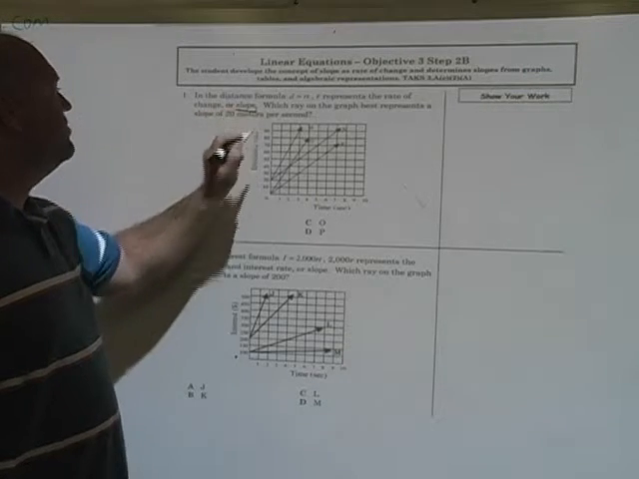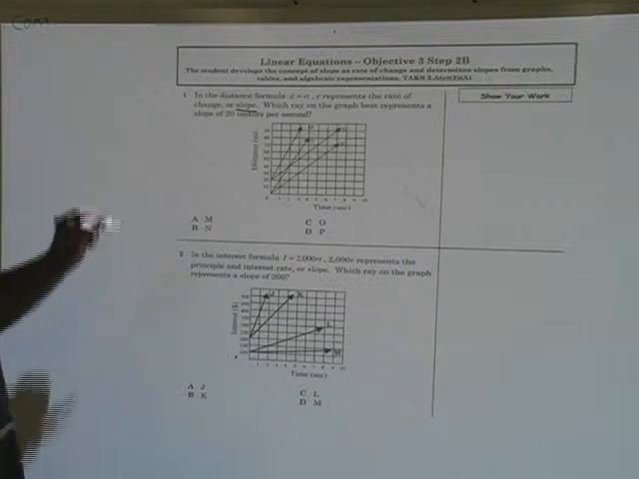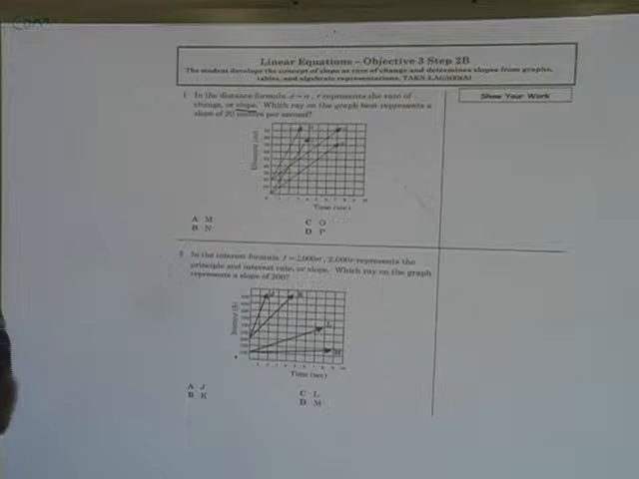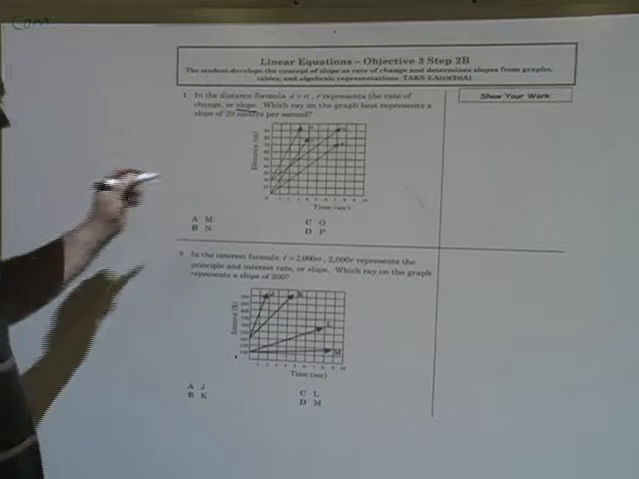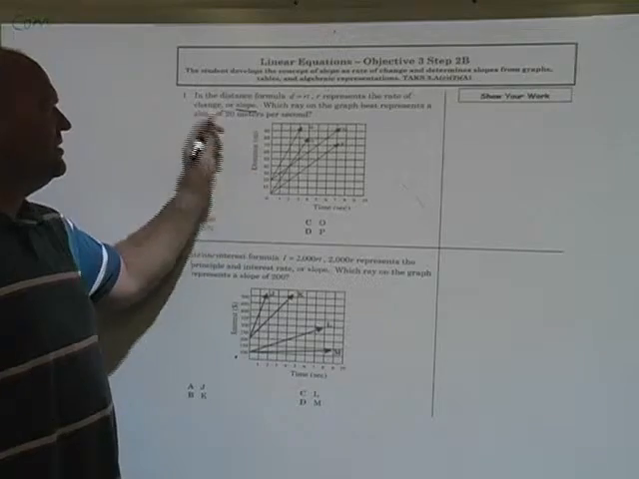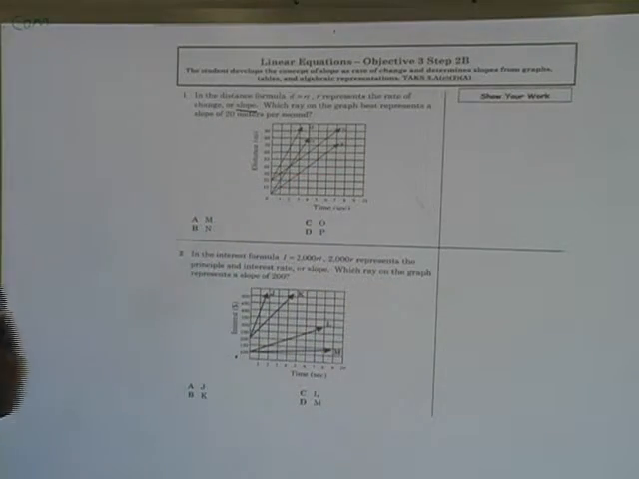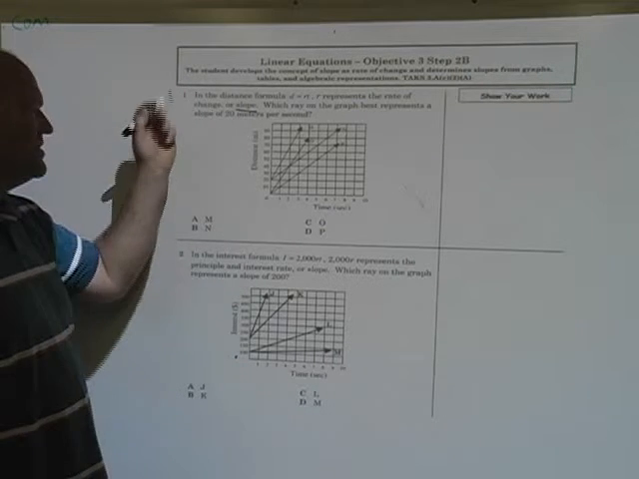In the distance formula, D equals RT. R represents the rate of change or slope. Okay, so there's that word again, slope. Okay, which ray on the graph best represents a slope of 20 meters per second? Okay, so really, a lot of this is unnecessary information. You mainly just need to find the slope here, 20 meters per second.